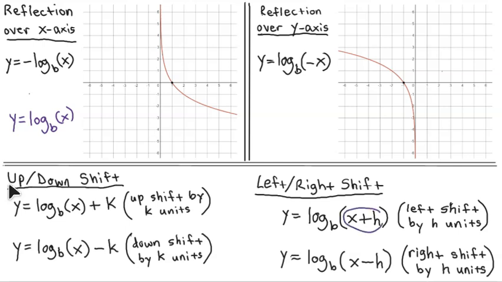So if you have an x plus h inside the parentheses, that's a left shift by h units, okay? So if this said x plus 3, it would be a left shift by 3 units. But if you have x minus h on the inside, that's a right shift by h units. So if this said x minus 6, then that would be a right shift by 6 units, okay? And we're going to finish up this video with just a couple of examples.